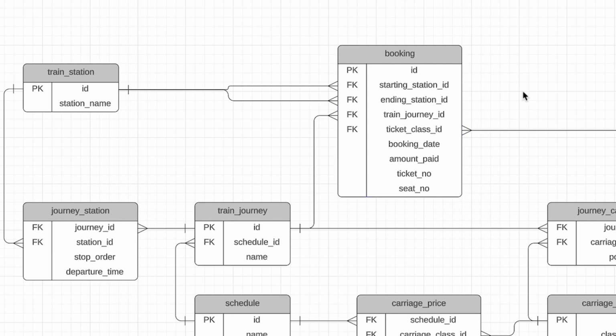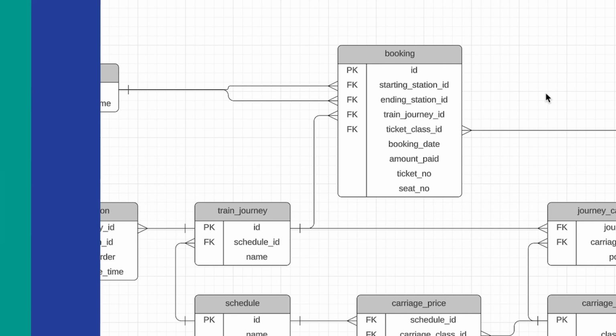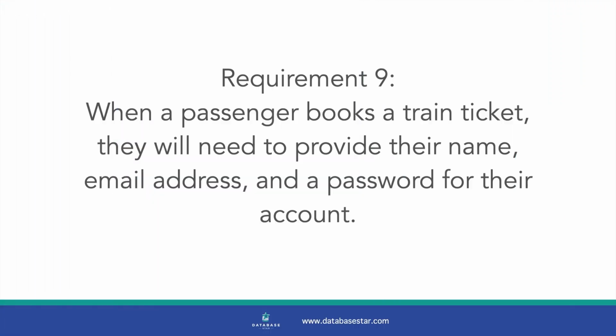This can be determined by the application as well, and there are queries that can be written to find the vacant seats when a booking is being made. So requirement 8 is now met. Requirement 9 is about details we want to capture for the passenger, such as name, email address, and password.